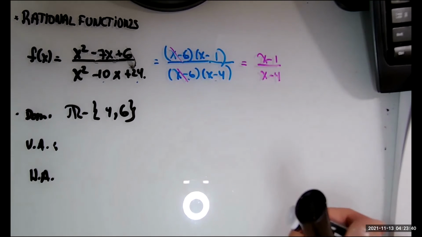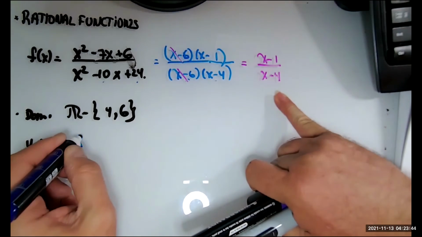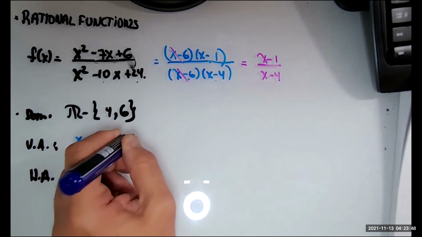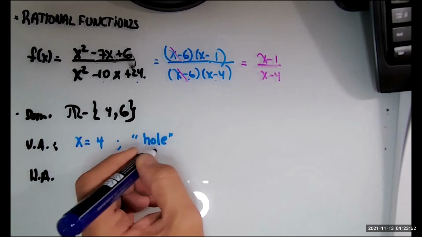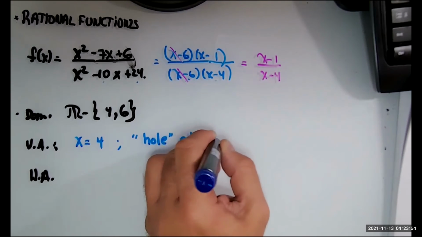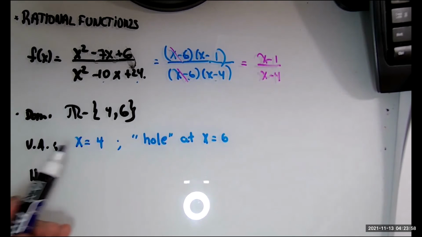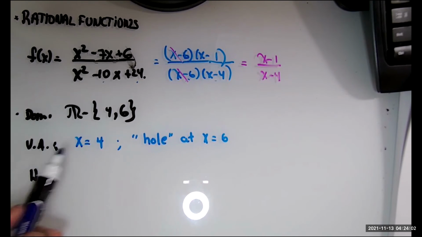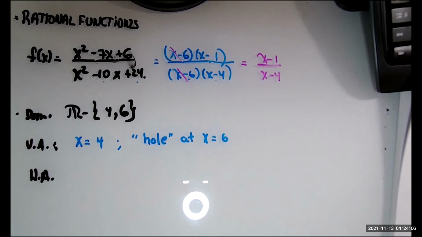So how many VAs do we have? Only one vertical asymptote. Where? At x equals positive 4. And then the function will exhibit a hole, or discontinuity, at x equals 6. We need to account for the 6 that we eliminated. So it's either a VA or a hole. If we eliminate, it will be a hole. If we do not simplify, it will be a VA.